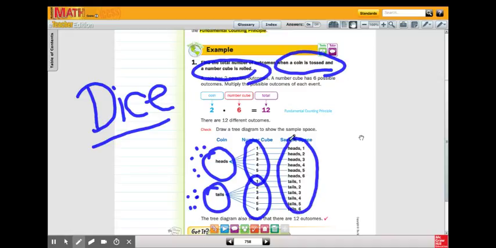And so that means if you have 2 choices for the coin, 6 for the number cube, total of 12. That's how many possibilities you have. That's how it works. The fundamental counting principle is you have 2 choices for the first thing, 6 for the second, 2 times 6, 12.